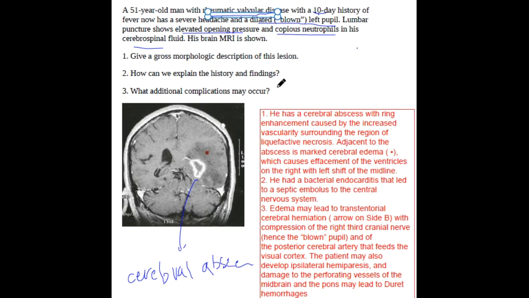What additional complications may occur? Whenever there is cerebral abscess, it can cause compression of adjacent structures leading to hemiparesis or any focal neurological deficits can occur. Then it can also increase the intracranial pressure, thus causing cerebral herniation.